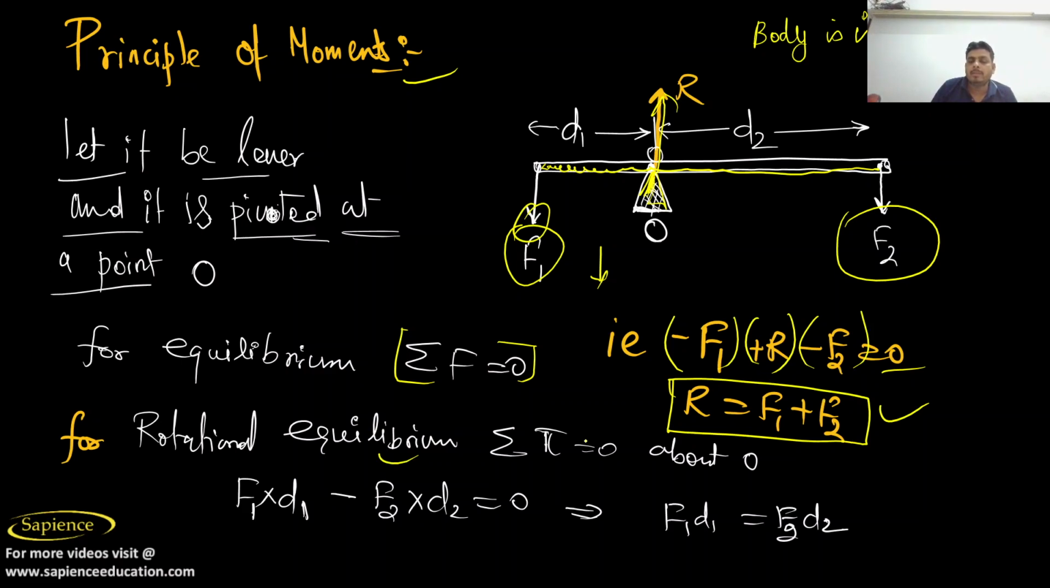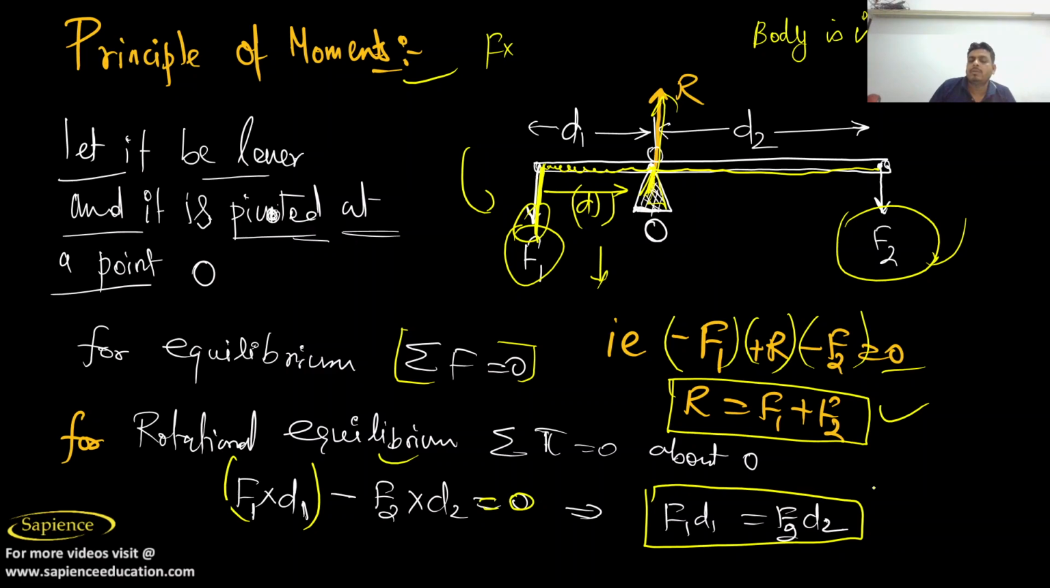Now for rotational equilibrium, the total moment about this point should be 0, because the body is in equilibrium. So we find the moment about this point. Torque or moment is equal to force into perpendicular distance. This is your force and this is the perpendicular distance d1, so F1 into d1, taking anti-clockwise as positive. Now F2 into d2, as clockwise direction is negative, so this must be equal to 0. By using this we get F1 d1 is equal to F2 d2. I hope you have understood now, right?